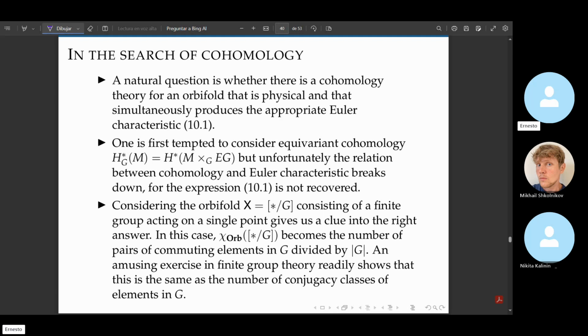Of course, for manifolds, they do coincide. Because for manifolds, this becomes just the cohomology of M, and we know that the orbifold Euler characteristic is the Euler characteristic of M, and we know the Euler characteristic of M is indeed related to the classical cohomology of M. It's just the alternating sum of the Betti numbers. But not so for orbifolds. The relation breaks down. You see what I mean? Yes.